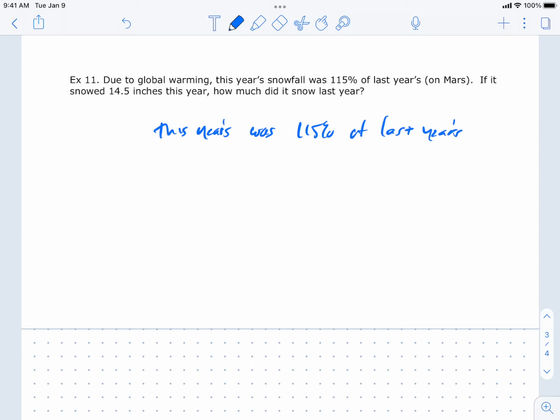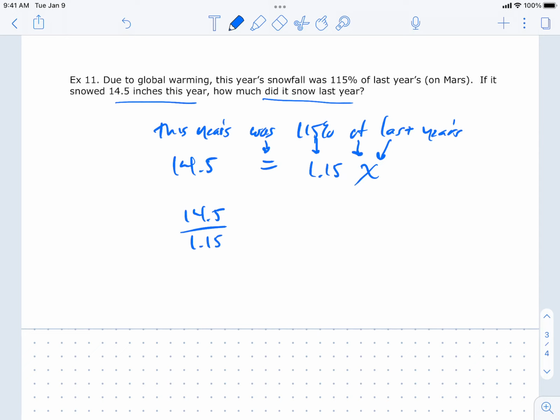It snowed 14.5 inches this year. How much did it snow last year? So 1.15 of last year. We don't know last year. So this becomes the decimal 1.15. This becomes a multiplication. Last year's is my x. Was is the same as equal. Look at how this problem sets up. So this is 14.5 divided by 1.15.